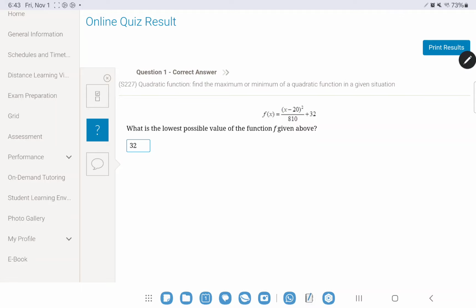Okay, so this is the one that's talking about our equation y equals a(x minus h) squared plus k. This is the equation we're going to be talking about this whole quiz. But that's not important for this question, so let's start.